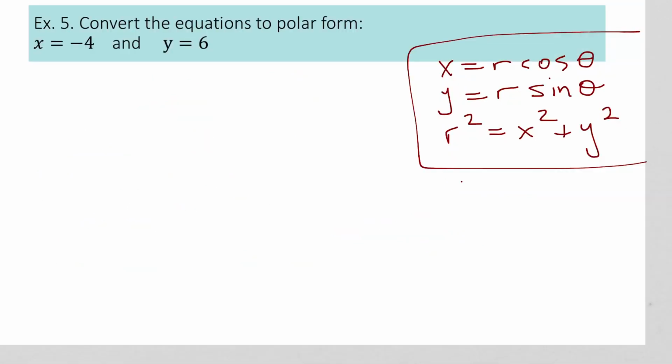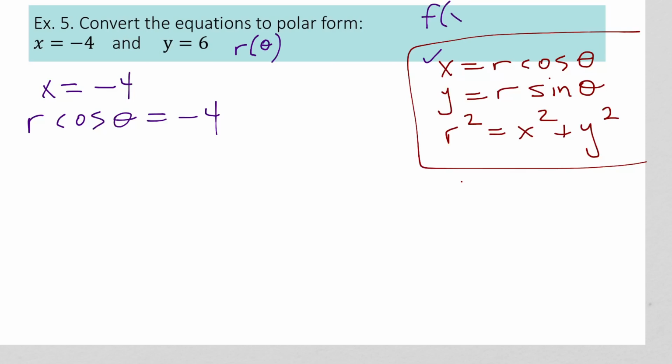Okay, next we're going to convert equations to polar form. I've got an equation here that says x is equal to -4. I'm going to use the relationship r cosine of theta is equal to -4. The way that we write polar equations is we write r as a function of theta, similar to how we say f as a function of x. So you want your r on the left and anything with theta on the right.